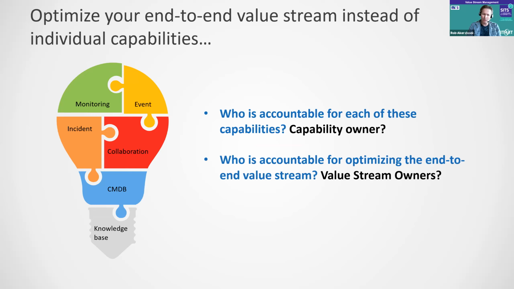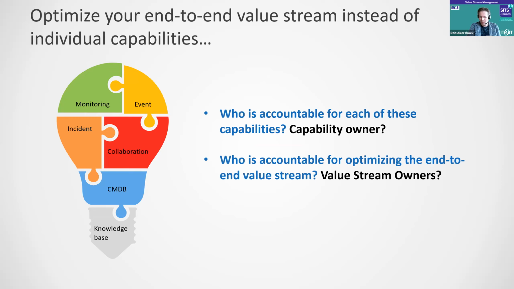But we also need to think about who is accountable to make sure that all these capabilities fit together in the right way to generate customer value, because monitoring doesn't generate value. Incident management by itself doesn't generate value. The CMDB doesn't generate value. It's about how we connect everything together to make value. So there needs to be somebody accountable to make sure that everything fits together in an end-to-end way. And these persons we can call the value stream owners.